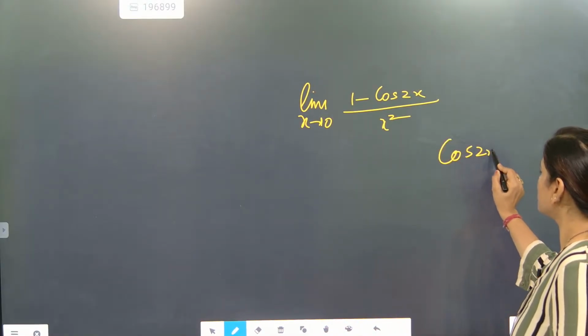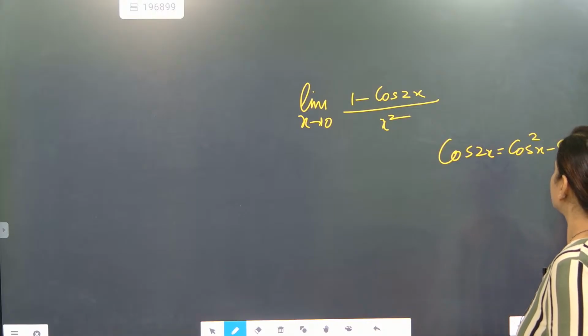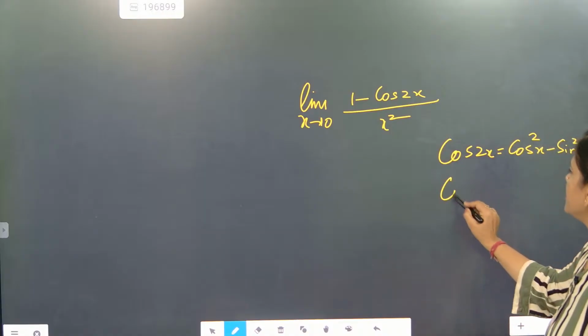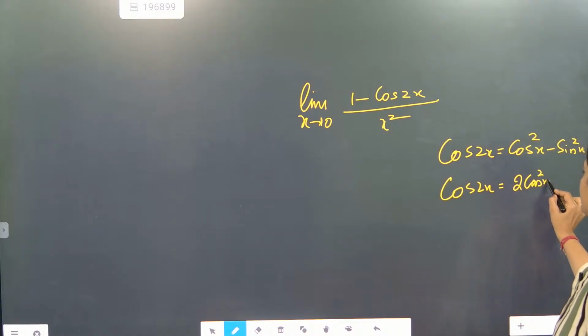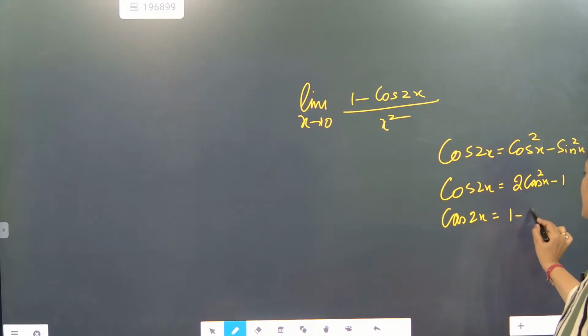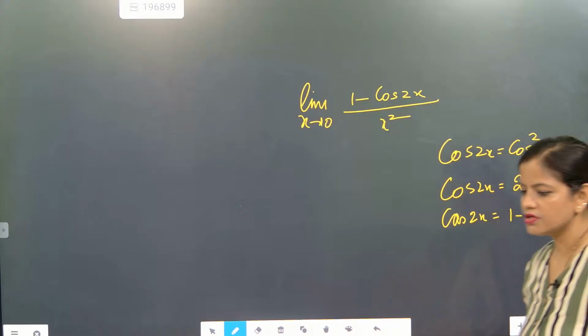The formula is cos 2x is written as cos square x minus sine square x. The same cos 2x will be written as 2 cos square x minus 1. The same cos 2x will be written as 1 minus 2 sine square x. Nothing I did. I converted sine square x as 1 minus cos square x.